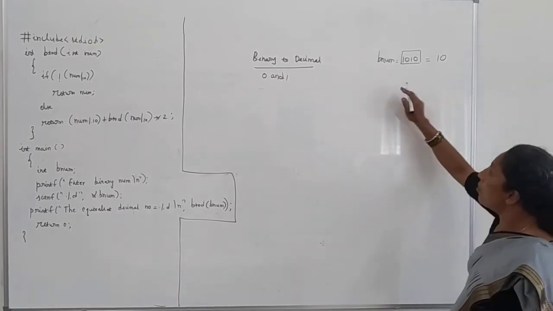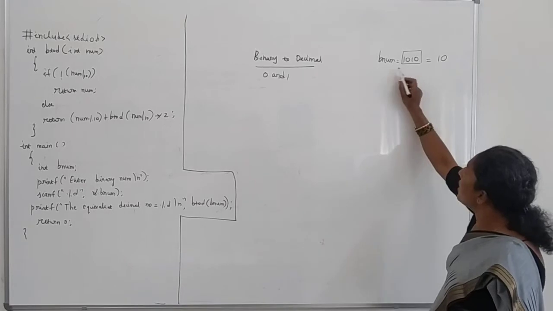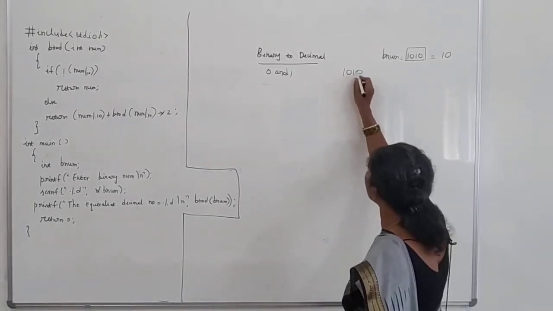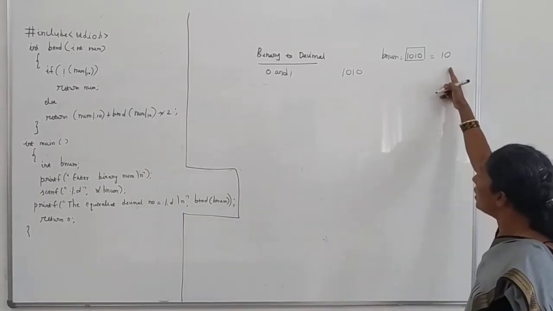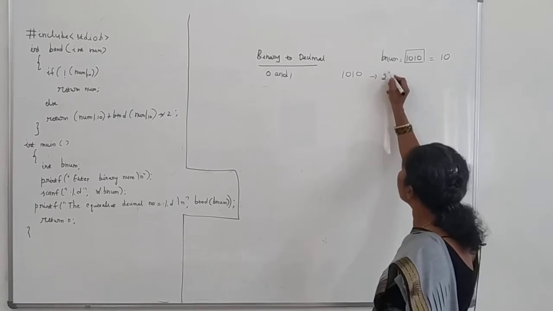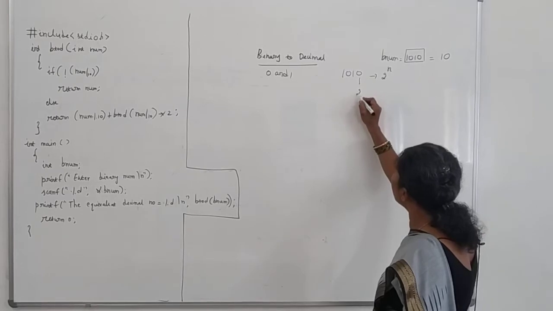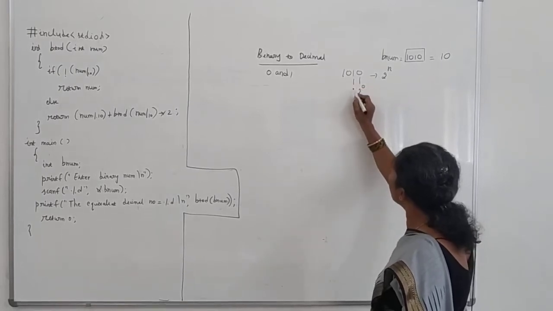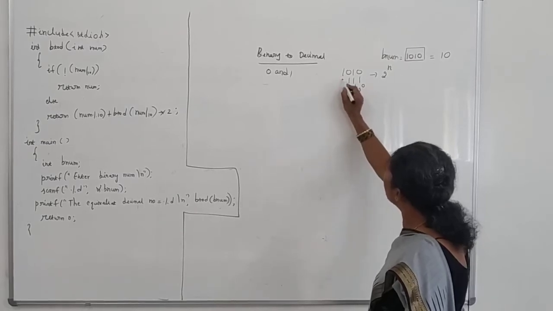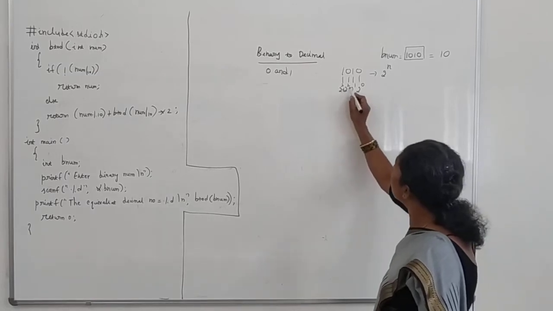Let me see what the logic behind the binary to decimal conversion is. Let us take the binary number 1010. In order to get the decimal number, each bit should be multiplied with 2 to the power of n. So 0 into 2 to the power of 0, 1 into 2 to the power of 1, 0 into 2 to the power of 2, 1 into 2 to the power of 3, and everything should be added.